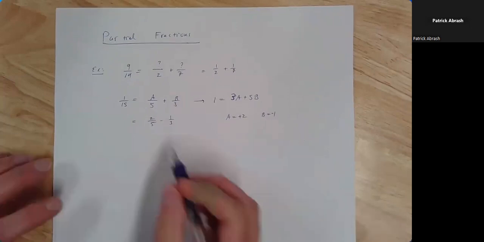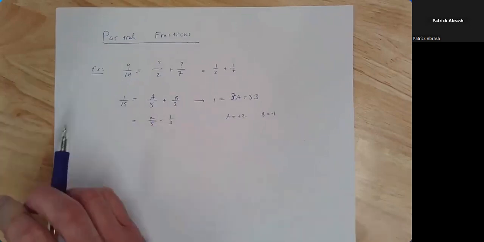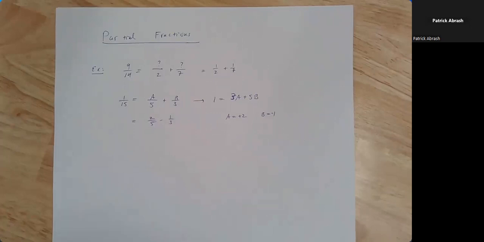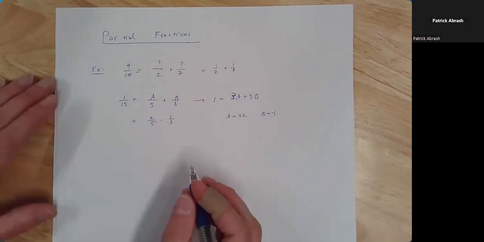So again, we're going to be taking fractions whose denominator factors and writing them as the sum of fractions with less complicated denominators, because fractions with less complicated denominators are easier to anti-differentiate. Let's look at the example.